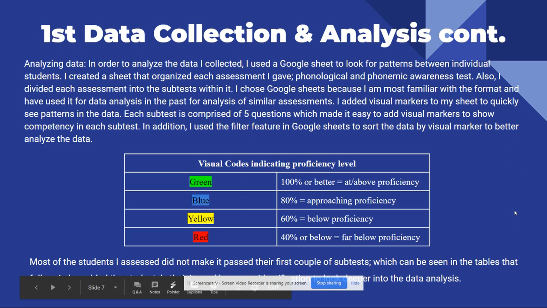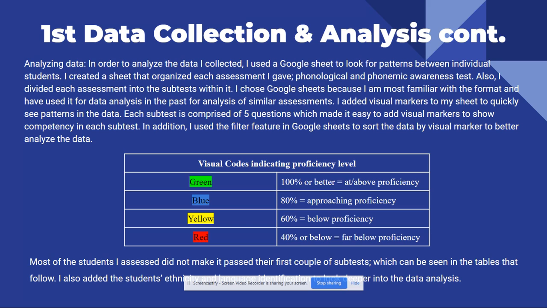So when I analyzed this data, I used a Google Sheet and I looked for patterns between individual students. I created a sheet that organized each assessment, the phonological and the phonemic. I divided each one of those assessments into subtests within it, and I chose Google Sheets because I use this to track my data for my reading groups and whether students are moving in phonics skills. I added visual markers to my sheet so that I can quickly identify any patterns in the data. Each subtest is comprised of 5 questions, which made it easy to add the markers.